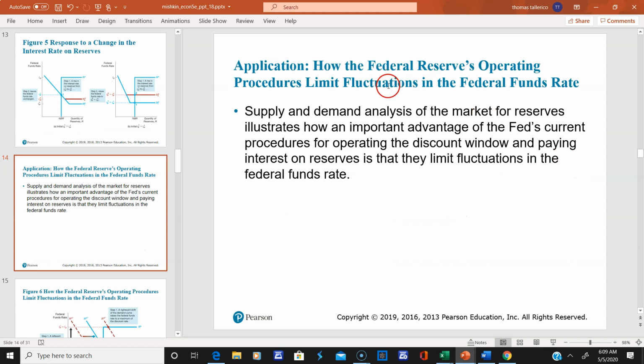All right, so here's how we look at how the Fed operating procedures limit fluctuation in the Fed funds rate. So if you look at the supply and demand analysis of the market for reserves, it illustrates an important advantage of the Fed's current procedures. Looking at the discount rate, people want a loan from the discount window at the discount rate, and paying interest on reserves is that they limit fluctuations in the Fed funds rate.